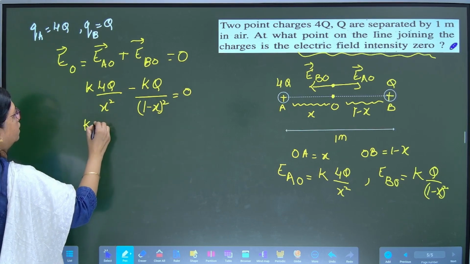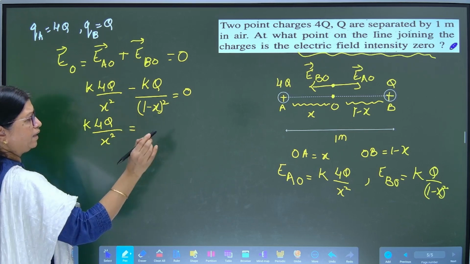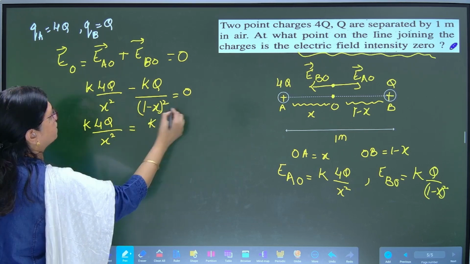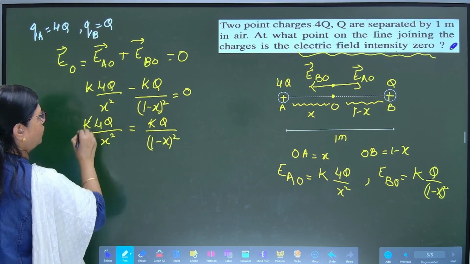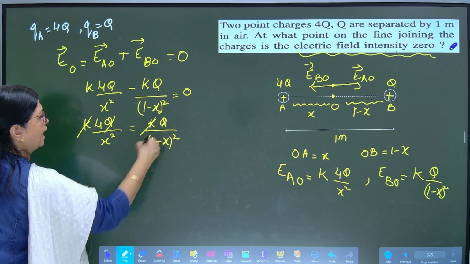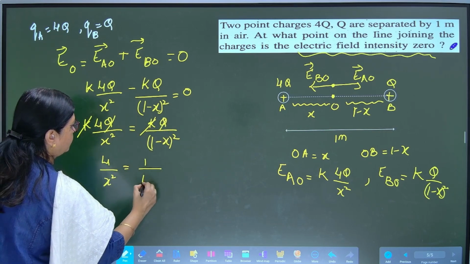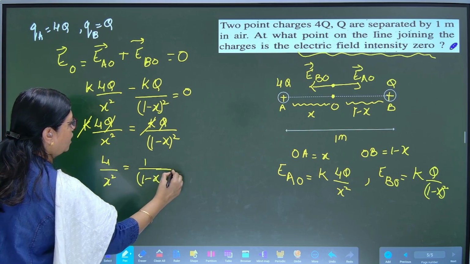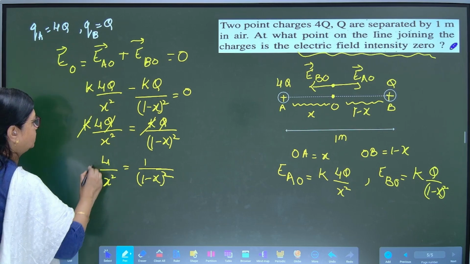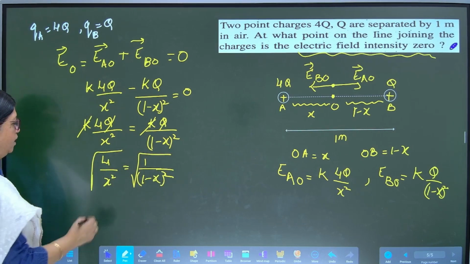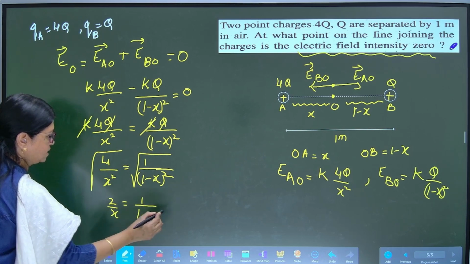I just see, for such questions you don't start solving all this directly. Just take the minus term to that side and then try to do the calculation and make things easier for you, nothing else. See, q cancels. So what am I left with? 4 upon x square is equal to 1 upon 1 minus x square. Again, you can see this is a square. Even if it is not a square, even if it would be a cube, just take the root. It will be easier for us. So I get 2 upon x is equal to 1 upon 1 minus x.